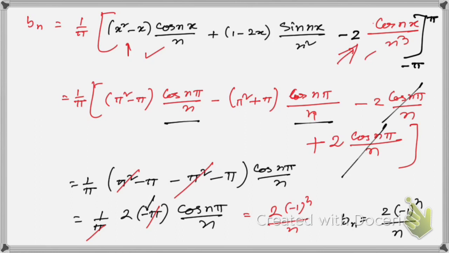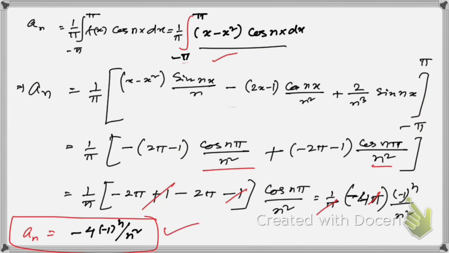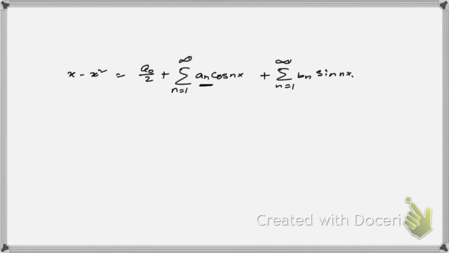And we have a minus sign here, so let me put the minus sign also. So this is the value of bn. So we have got bn, we have got an, and we have got a naught as well. So let's use these values in this first equation. Let me copy this first equation. Now let me go to the end screen. Okay, so this is the equation number one that we have.